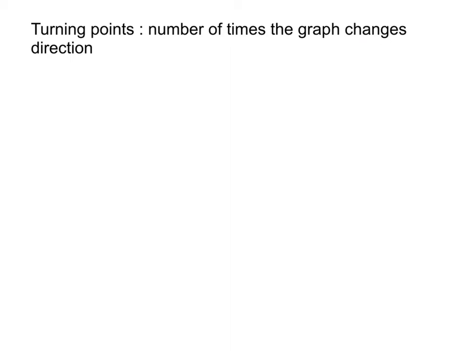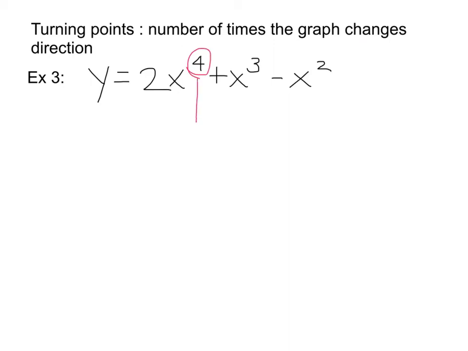So let's look at an example of this. If I were to give you y equals 2x to the 4th plus x cubed minus x squared, the only thing you care about is the highest exponent. Since my degree is 4, you take 4 and you are always going to subtract 1. So 4 minus 1 gives me 3 turning points. After you get your maximum number of turning points, you take that number and subtract 2 until you reach 0. So 3 minus 2 gives me 1.